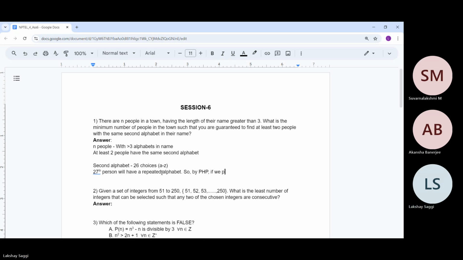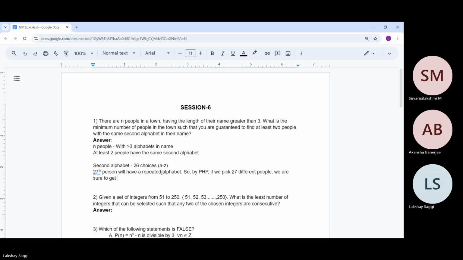If we pick 27 different people, we are sure to get at least two people with the same second alphabet. You can think of these alphabets A to Z as the buckets, and as soon as we pick 27 people, at least one bucket will contain two people. That's why we need to pick 27 different people.